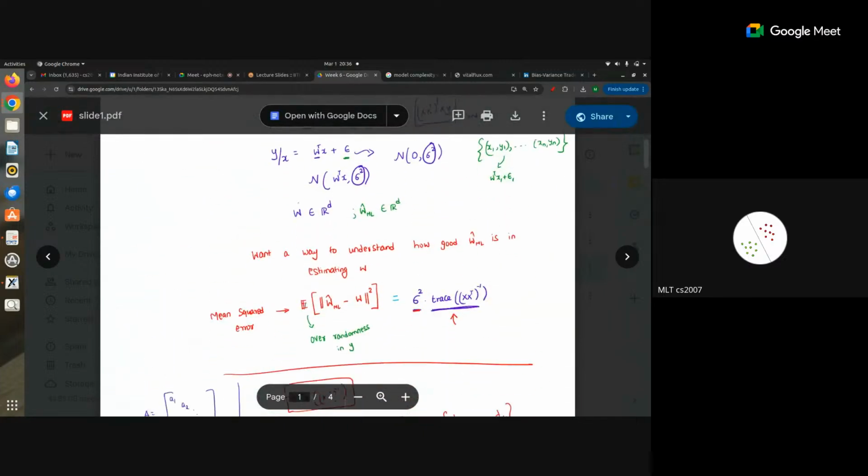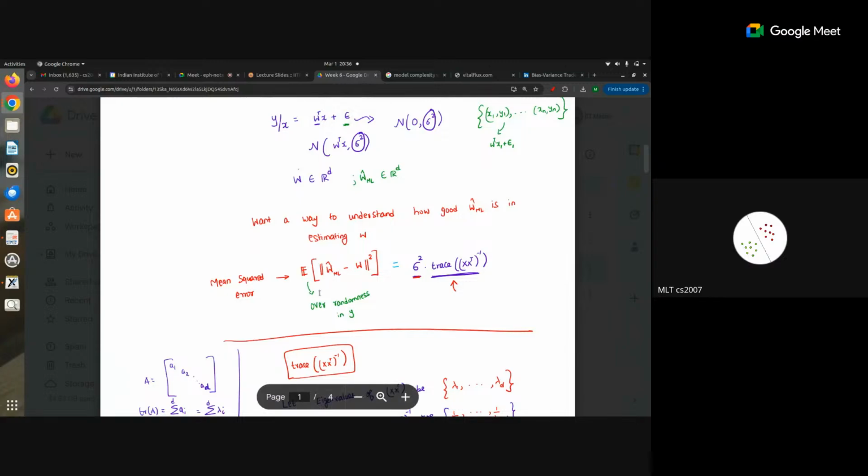Until this part was fine. We said that since W itself is a variable, W hat ML, which is the parameter estimator for W, will also be a variable. It is not a constant. So this quantity W hat ML minus W has some distribution, and the mean of that distribution we get through sigma square trace of this covariance matrix.